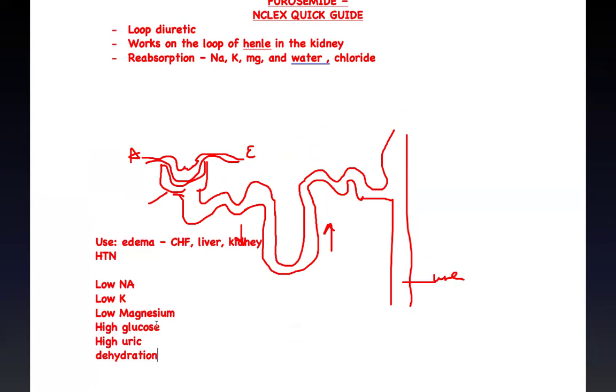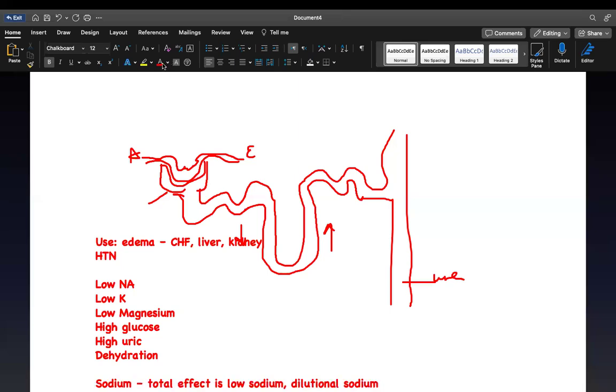And then you want to figure out how this happens. Let's take one at a time. So sodium: the total effect is low sodium. Some of it may be dilutional sodium. And how does that happen? Listen carefully, because this is the key concept you have to be familiar with. So this is the issue with this.